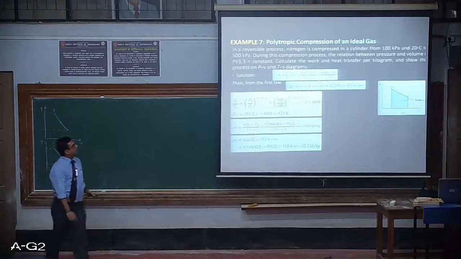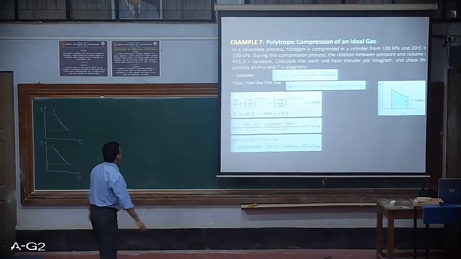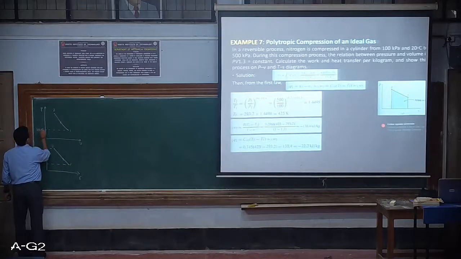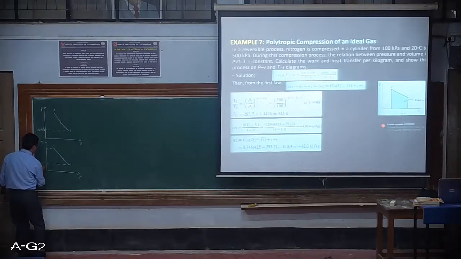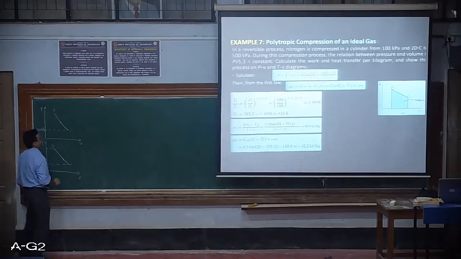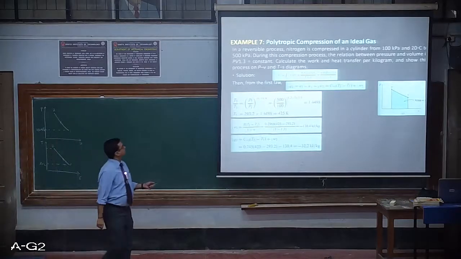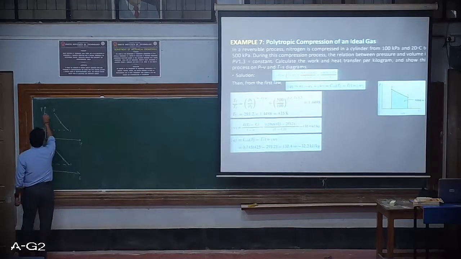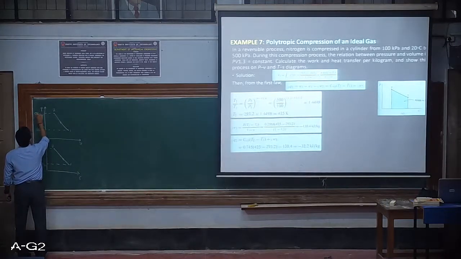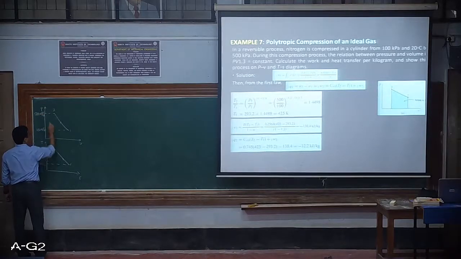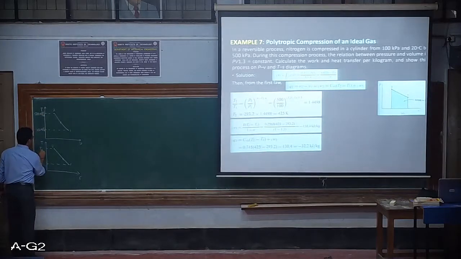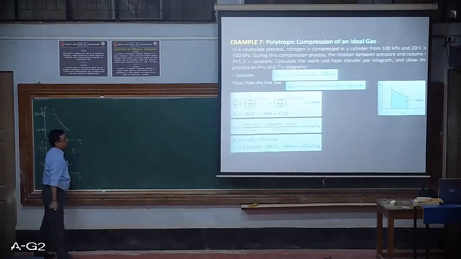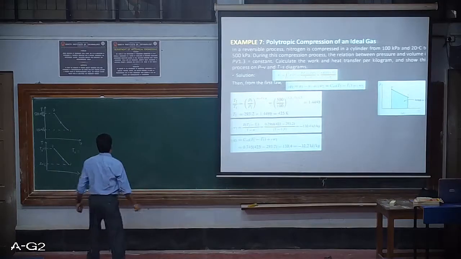So P1 and T1 are given: 100 kilopascal and 20 degrees Celsius. So here it is 100 kilopascal and this is 20 degrees Celsius. And compression leads to a pressure increase of 500 kilopascal. So here it is 500 kilopascal, and we need to find the value of T2, and by calculation this is obtained to be around 425 Kelvin.